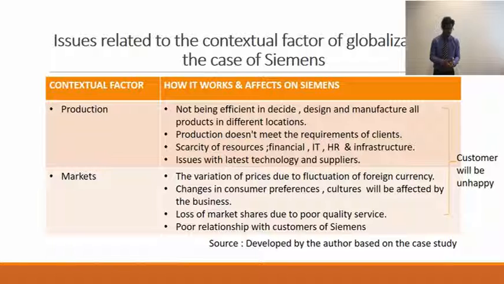When going to the markets, price variation is due to fluctuation of foreign currency, and changes in consumers' preferences and cultures will be affected by the global business of Siemens. Siemens is losing market share due to bad quality service, plus they are not dealing with the client directly, and they need a much better relationship with customers, because currently the relationship is very poor.